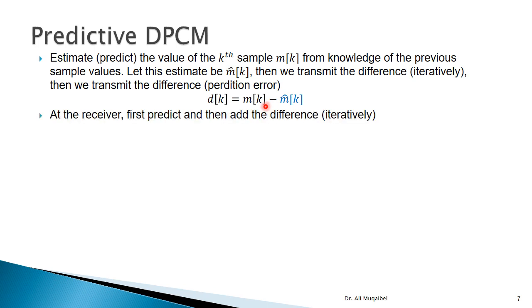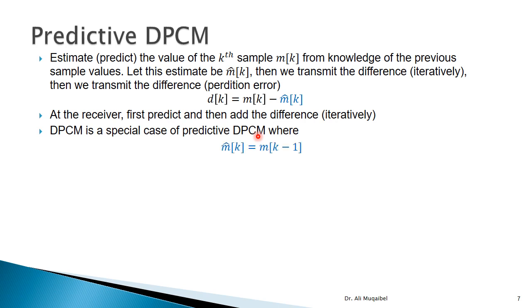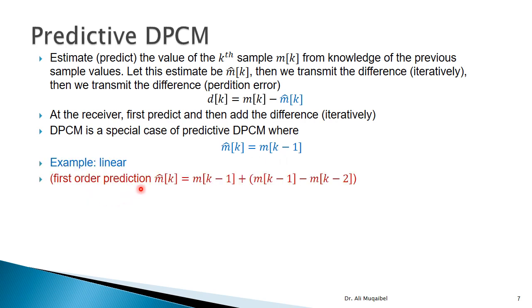Now at the receiver side, we first predict and then we find the difference. We can call this a predictive DPCM. We can think of DPCM as a special case of predictive DPCM, where our guess is the previous value. If you use m hat to be the previous value, it means that we are using DPCM. Let's look at this linear example. For example, a first order prediction would be to assume that your current value will be the previous value plus the difference. We assume that we have a linear increase.